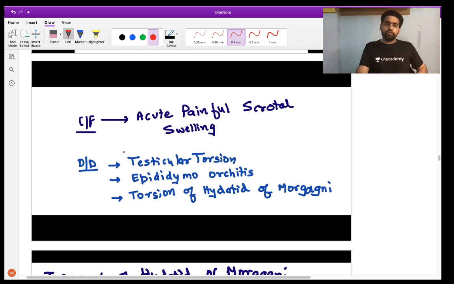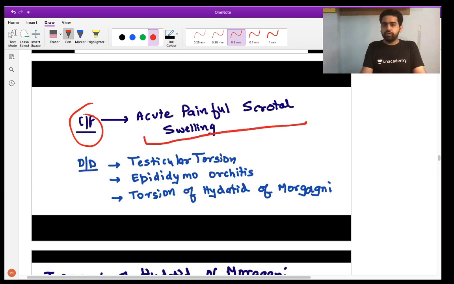So the main complaint of the patient will be acute painful scrotal swelling. So this is the actual complaint of the patient. Then whenever the patient comes to you with acute painful scrotal swelling, what are the differential diagnoses? So the differential diagnosis is testicular torsion, epididymoorchitis, and torsion of hydatid of Morgagni.